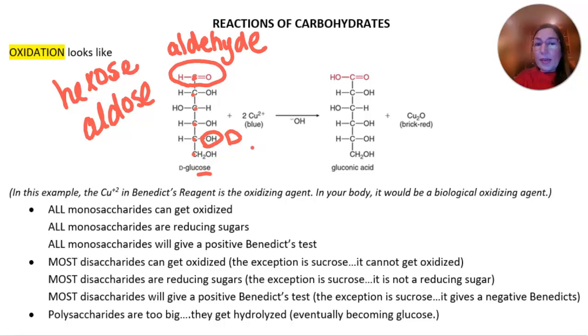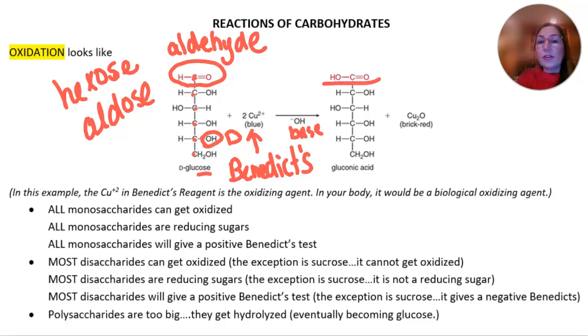If we combine this with 2 equivalents of copper 2 plus, blue, so our Benedict's reagent, and in the presence of base, we can convert this to a carboxylic acid. So we convert the aldehyde at the end of glucose to a carboxylic acid. We oxidize it.